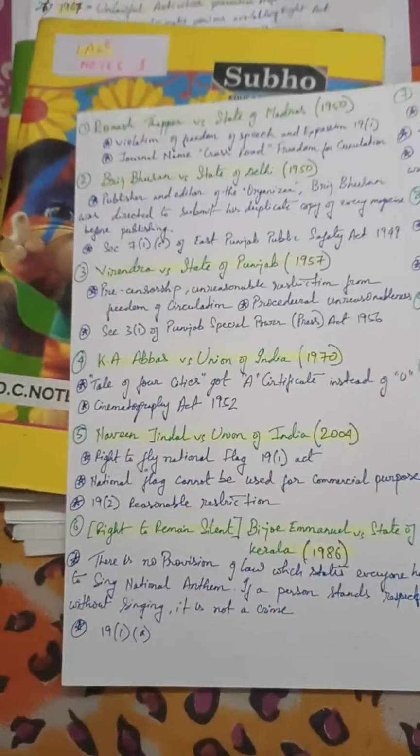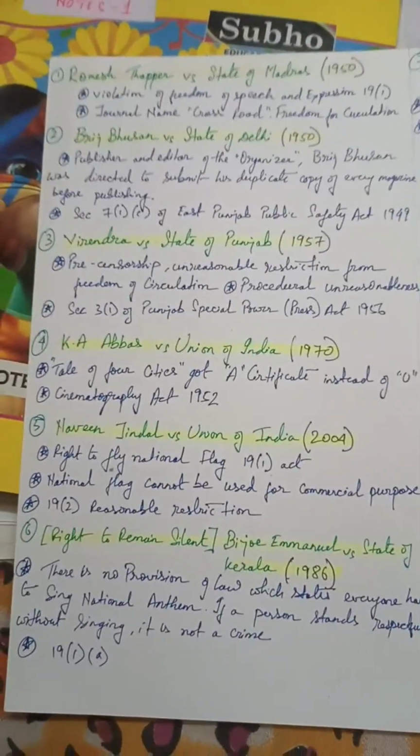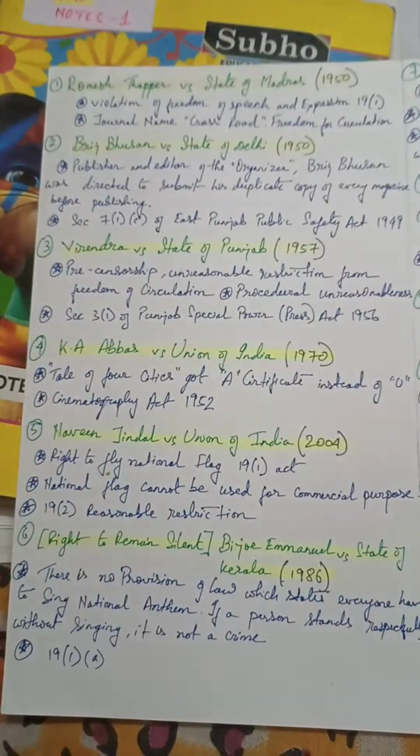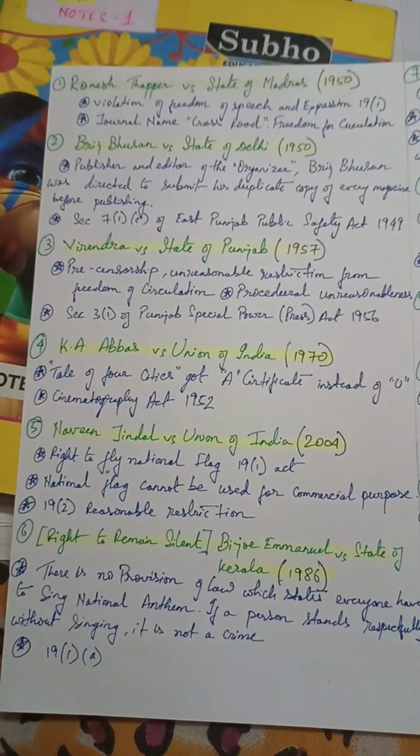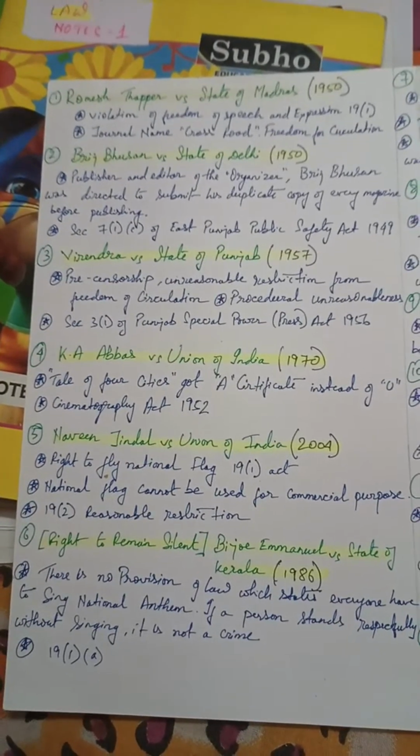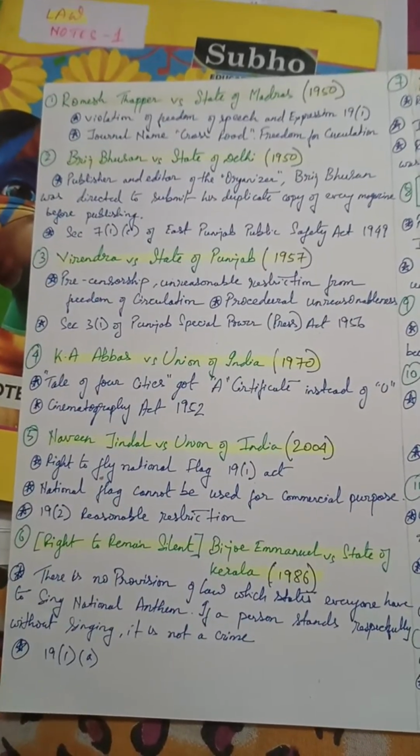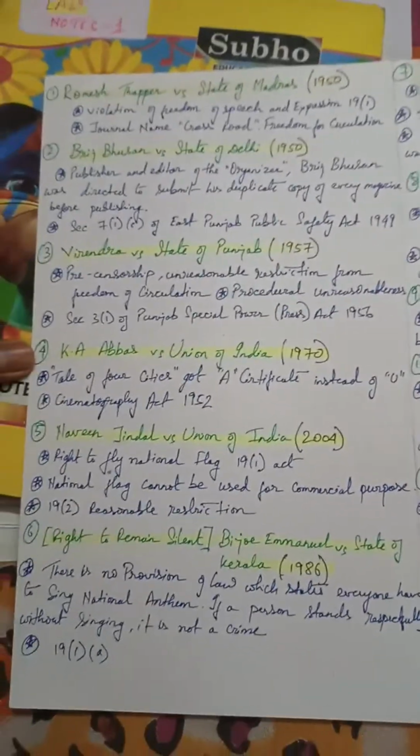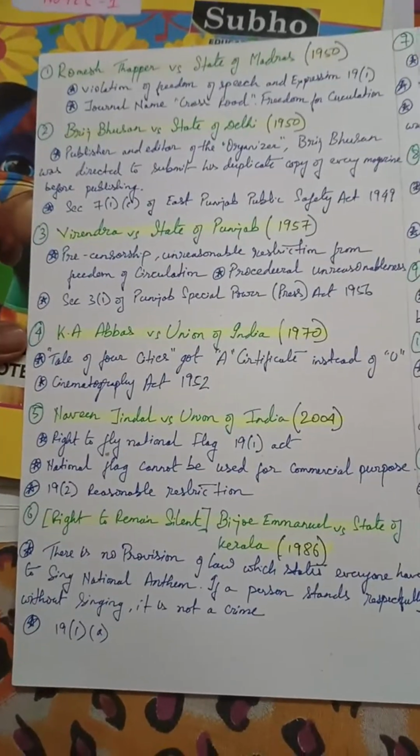So what have we discussed today? We have discussed Ramesh Thapar and the State of Madras, Brij Bhushan versus the State of Delhi, and Virendra and State of Punjab. Tomorrow we will have a brief discussion on K.A. Abbas and Union of India.